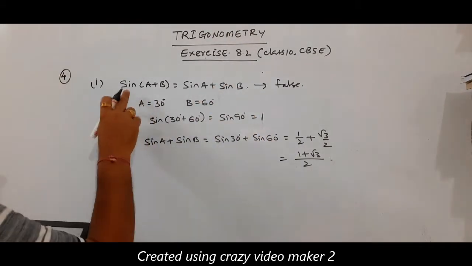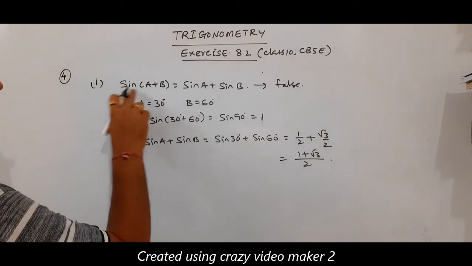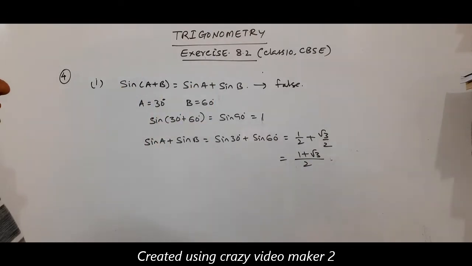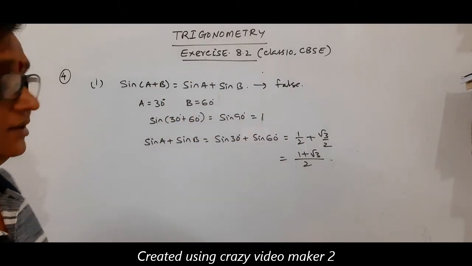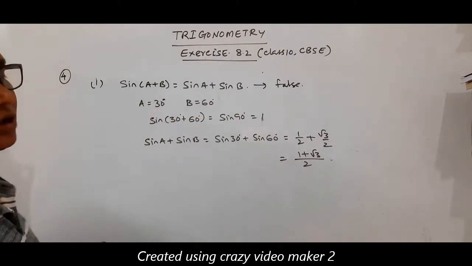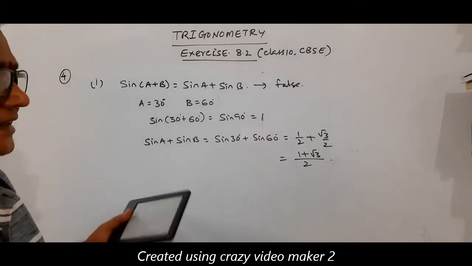So actually these are compound angles, that is sin(a plus b) equals sin a cos b plus cos a sin b, like this one formula. In later videos we are going to discuss it. So this is the counterexample, this is what we are giving as an example.